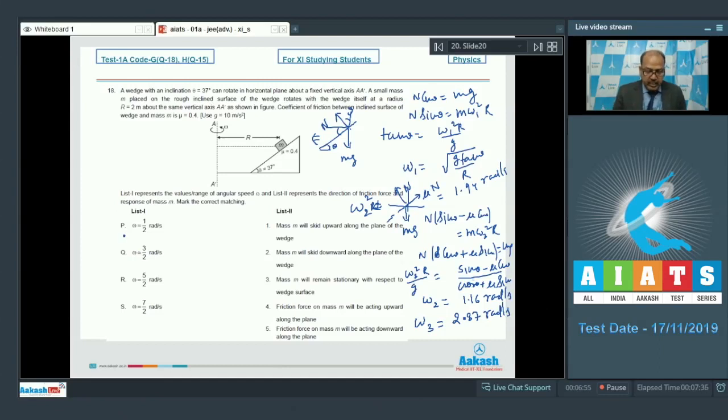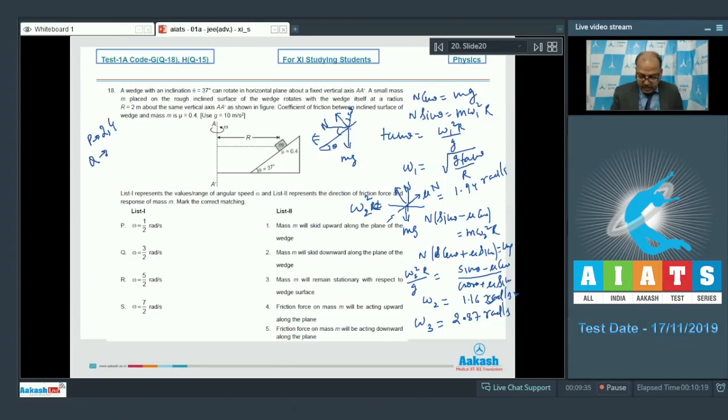Let's look at P now. It says omega is 1/2 radian per second. So this is well below this value. So that means the block will slide downward and the force of friction will be acting up the incline, which means for P, the item which matches is 2 and 4.